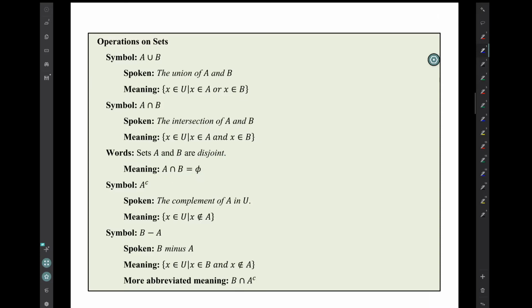The complement of A in U is denoted by this symbol, A with a superscript small letter c, and it means this: the set of all x's in U, the universal set, such that x is not an element of A. So you can't talk about the complement of a set without having an idea of what the universal set is.